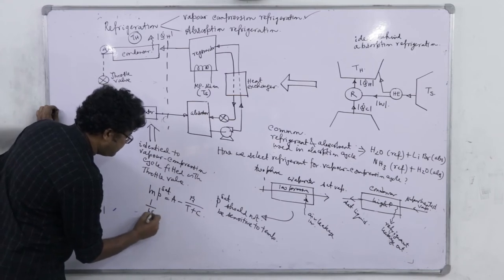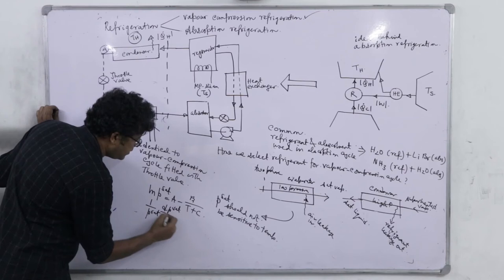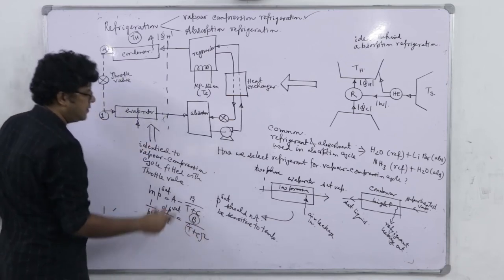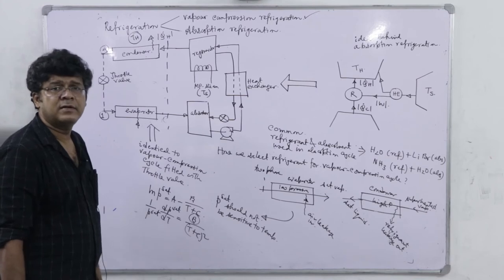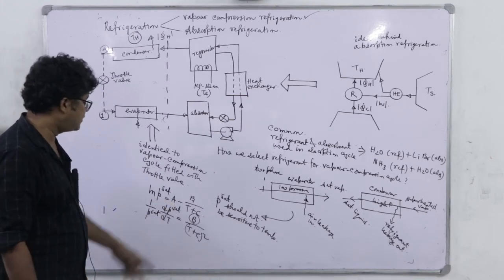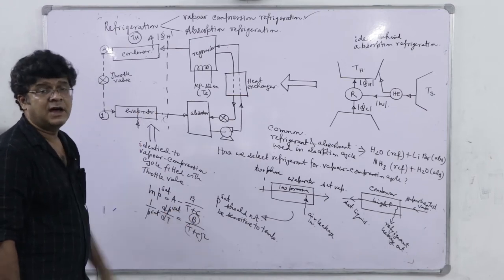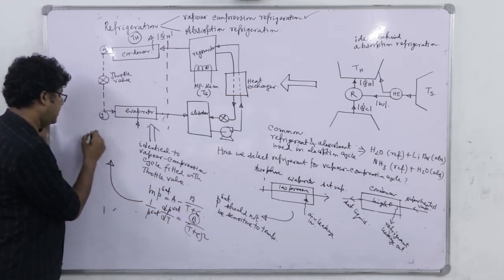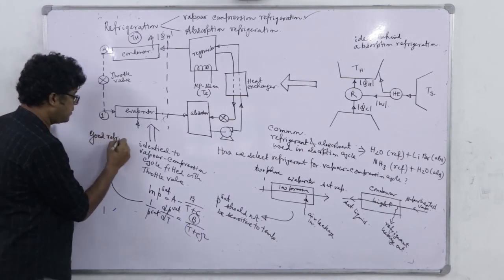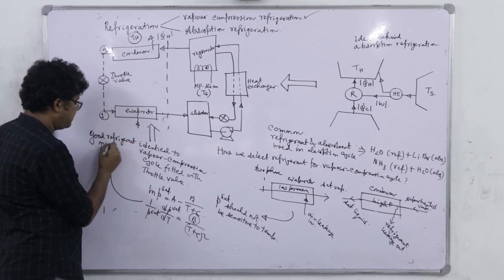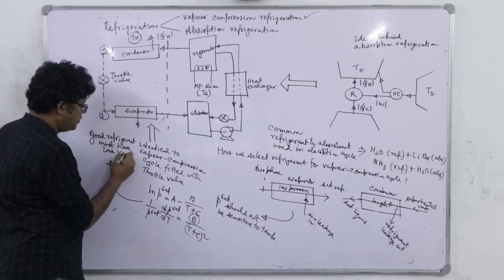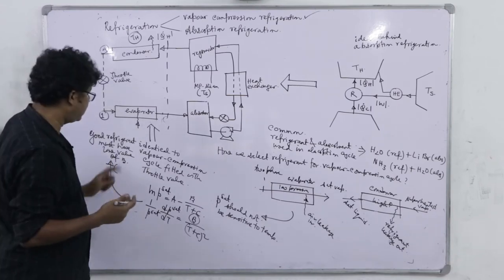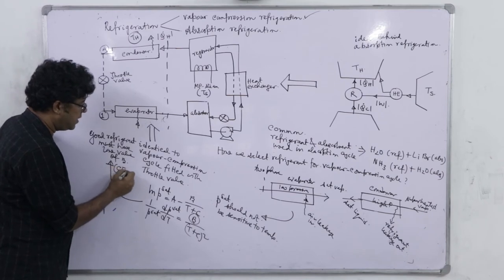If we take the derivative with respect to temperature, we get B divided by (T plus C) whole squared. So the higher the B, the more sensitive it is to temperature. So, for a good refrigerant, we should have a low value of the second Antoine coefficient B, as far as possible. A good refrigerant must have a low value of B.